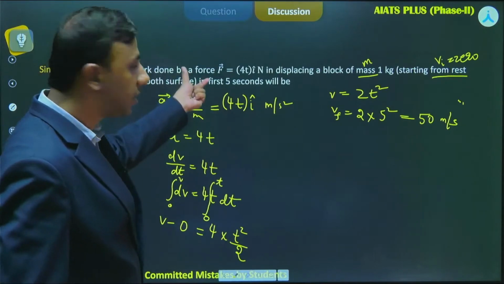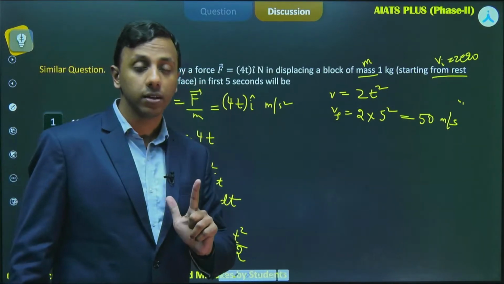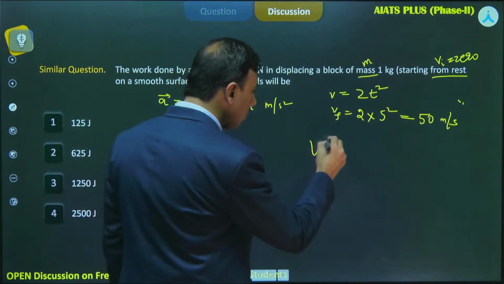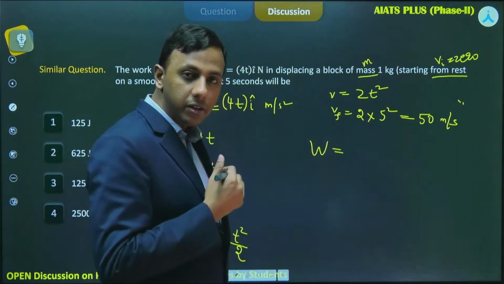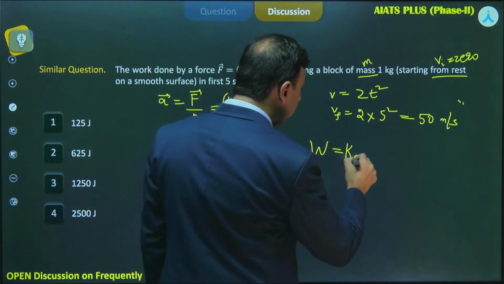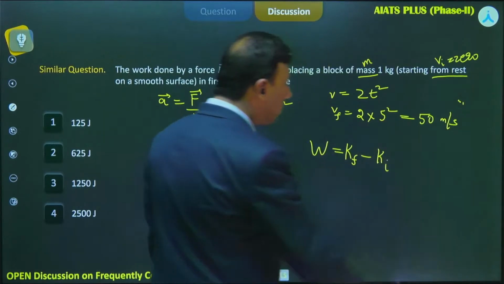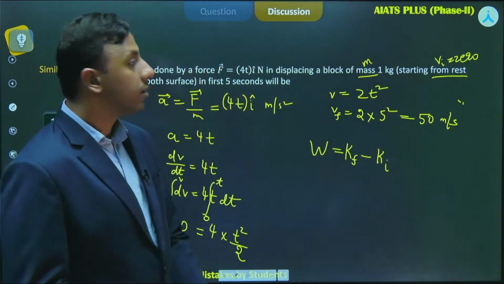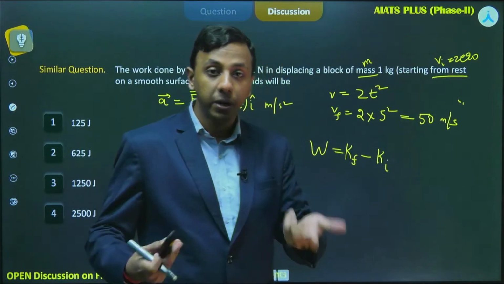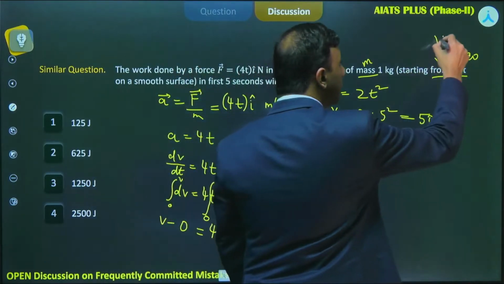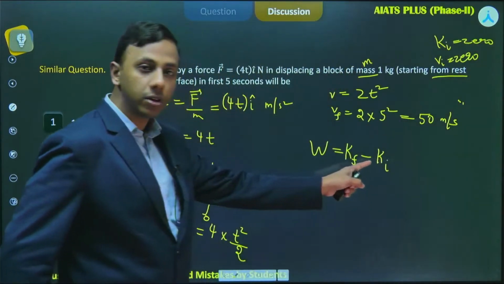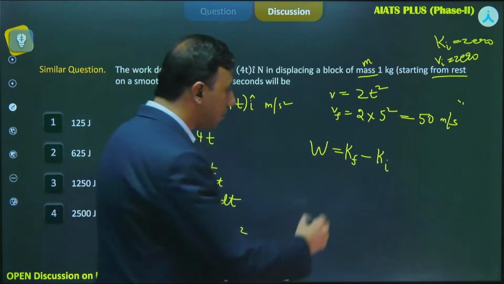And we are being asked to find the work done in first 5 seconds. So work done, you can directly write the answer: change in kinetic energy. So K final minus K initial. And if you see, V initial is 0. So K initial would also be 0. So K final only we wish to know.